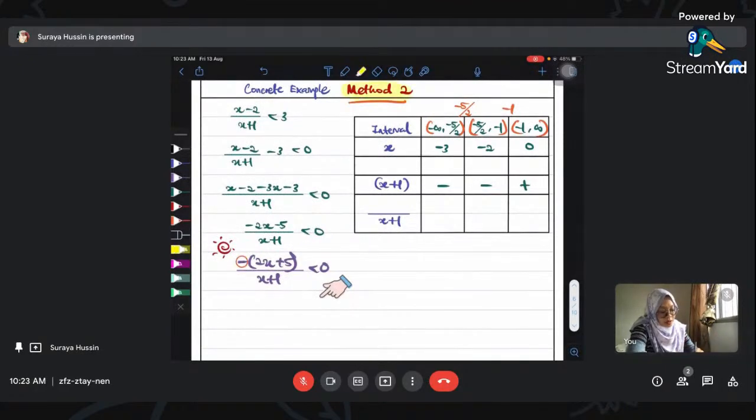I hope you know this. I'm talking about method 2. So I don't want this negative. I want positive. Because I want the positive 2x plus 5, I must change the sign. Yes, because I want to eliminate the negative, I multiply both sides by negative 1. So I have to change the sign. So this will be our focus.